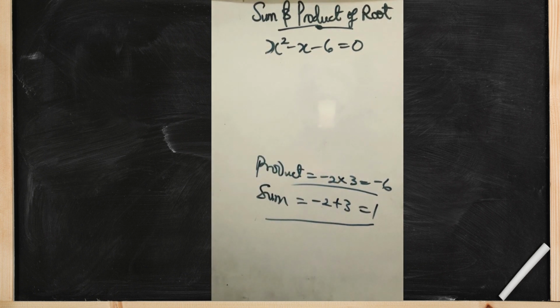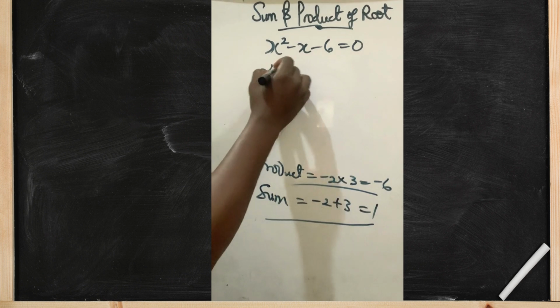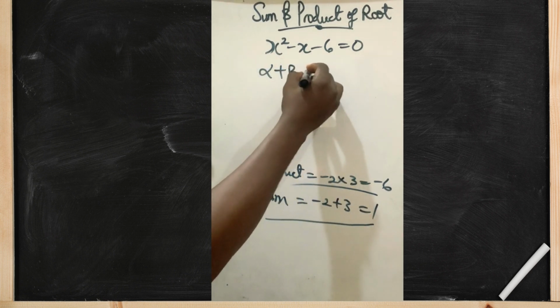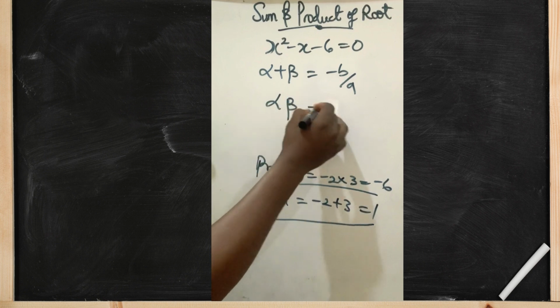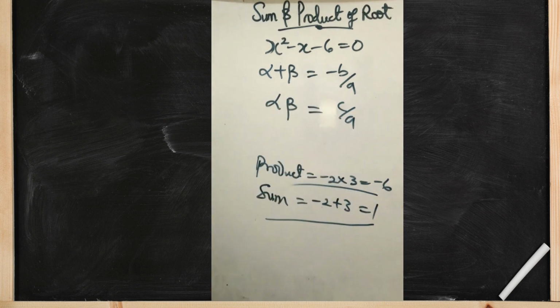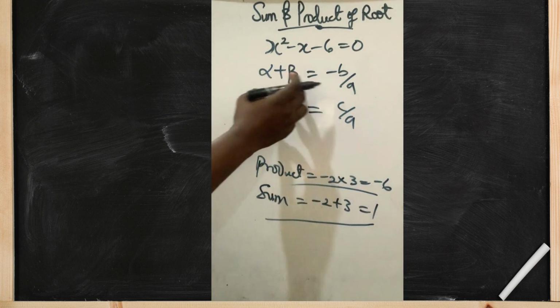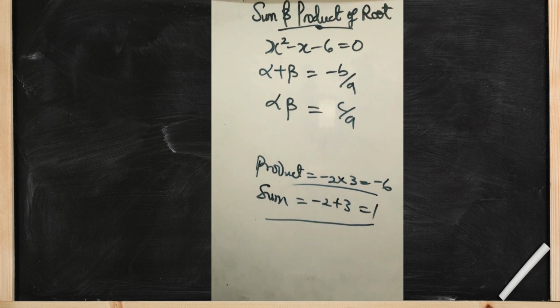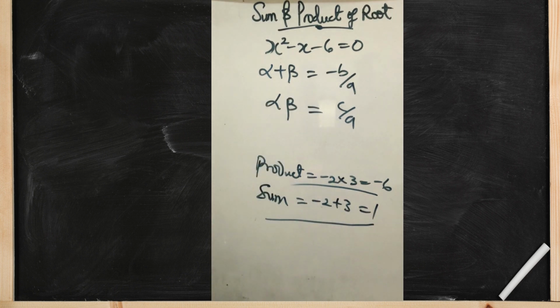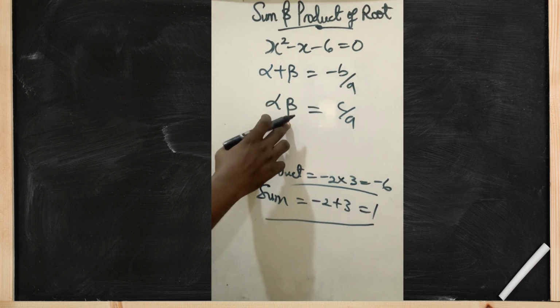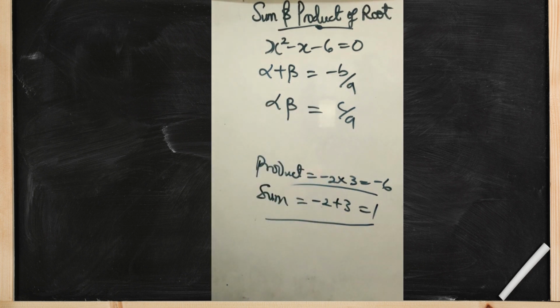So the formula to that effect is alpha plus beta, that's for the sum, equals minus b over a, and alpha beta equals c over a. Alpha plus beta equals minus b over a, and alpha beta equals c over a. The alpha plus beta is the sum of the roots of the quadratic equation, and alpha beta is the product of the roots of the quadratic equation.